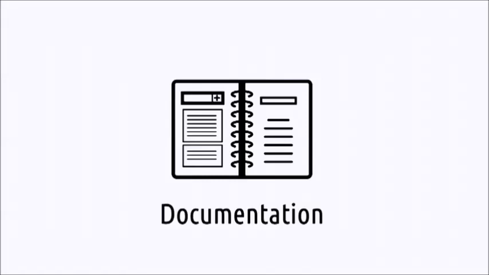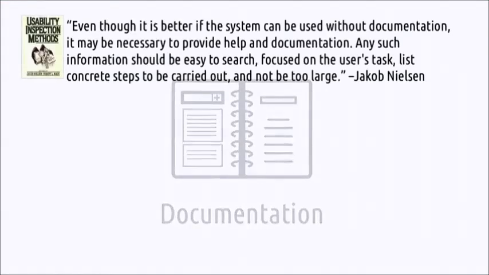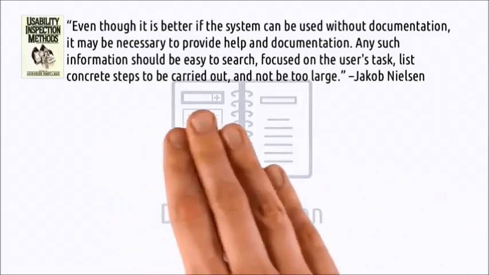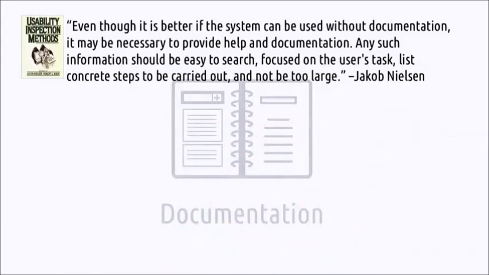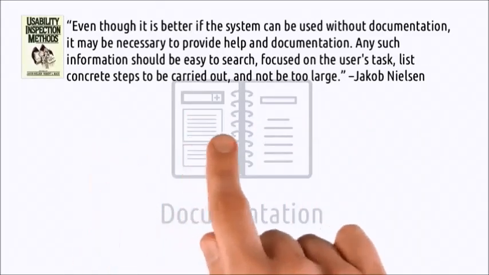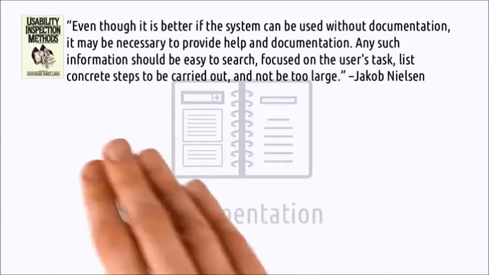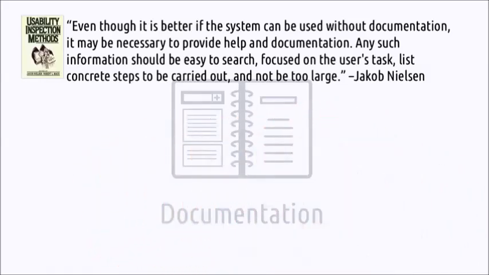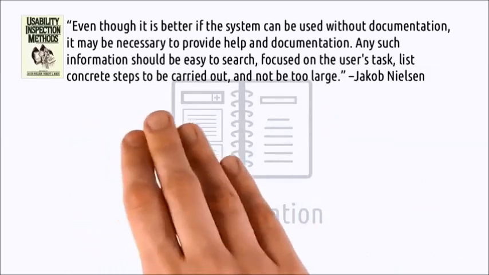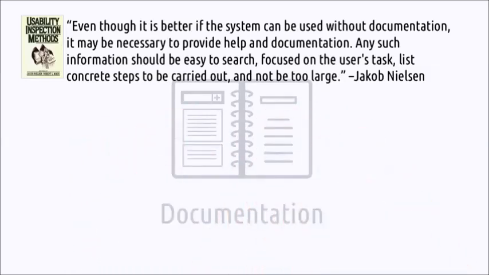In modern design, we probably can't rely on users reading our documentation at all unless they're being required to use our interface altogether. And Nielsen generally agrees. He writes that even though it's better if the system can be used without documentation, it may be necessary to provide help in documentation. Any such information should be easy to search, focused on the user's task, list concrete steps to be carried out, and not be too large.